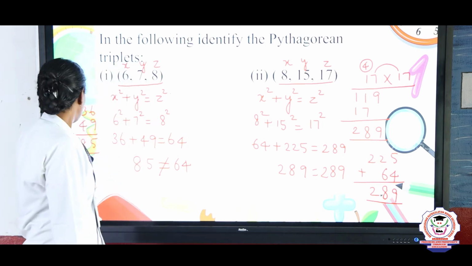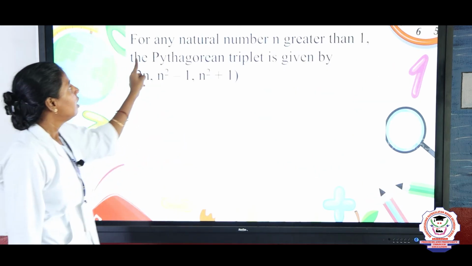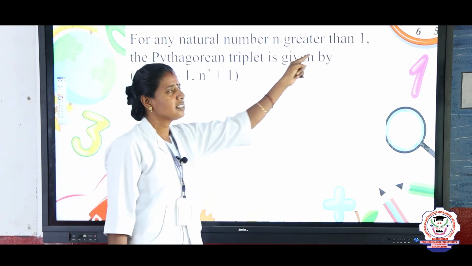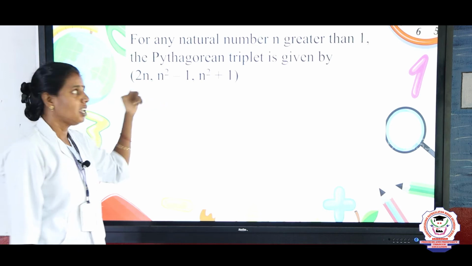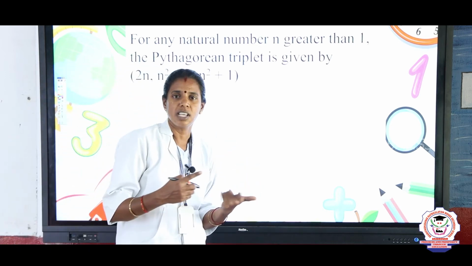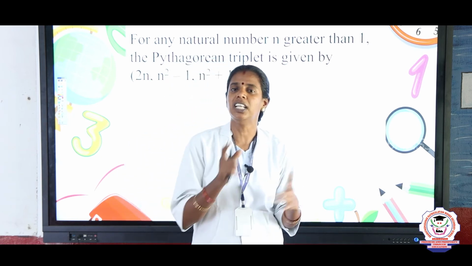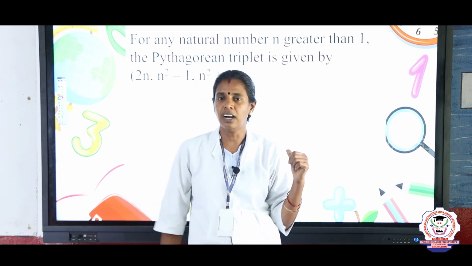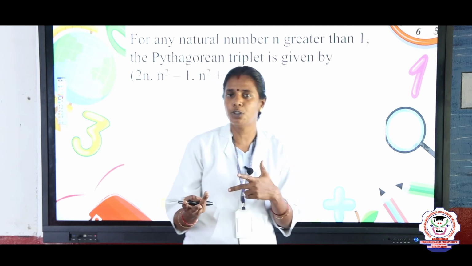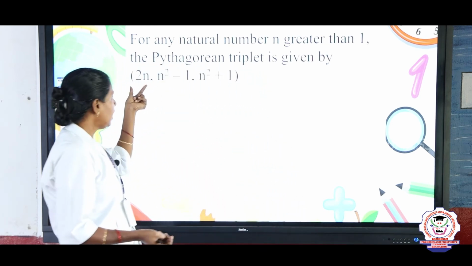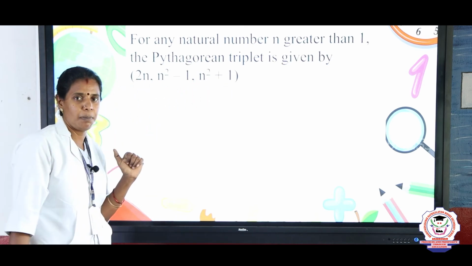Okay. Next we are going to see the next property, which is for any natural number n greater than 1, the Pythagorean triplet is given by 2n, n square minus 1 and n square plus 1. See, in the previous sum, the set of 3 numbers was given and we found whether it is a triplet or not. But here they are going to give only one value and we are going to find the remaining 2 values.